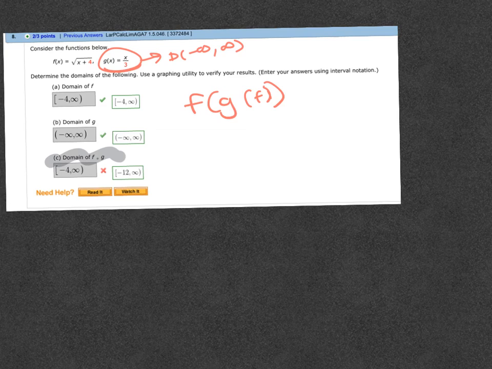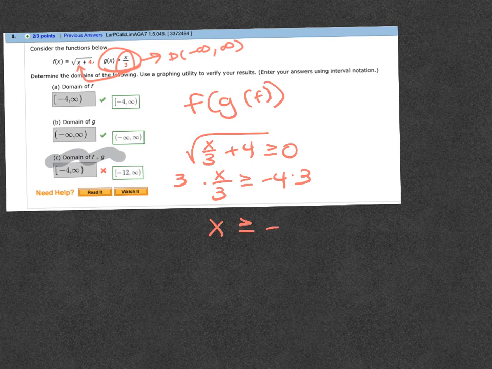8. 8 also domain f of g. So I have to look at if there's a limitation to g, which there's not. That was all real numbers. But once you find the composite function, so once I take g and I plug it into f, now I have to see if there's a restriction there. So this has to be greater than or equal to 0. x over 3 has to be greater than or equal to -4 multiplied by 3. And x has to be greater than or equal to -12. And that's where that domain restriction comes from.